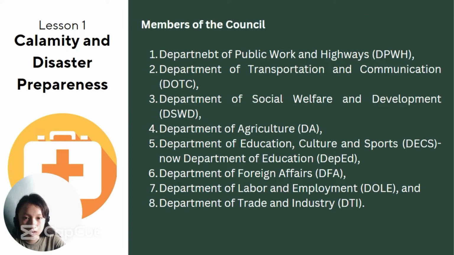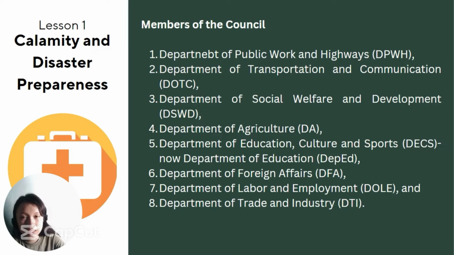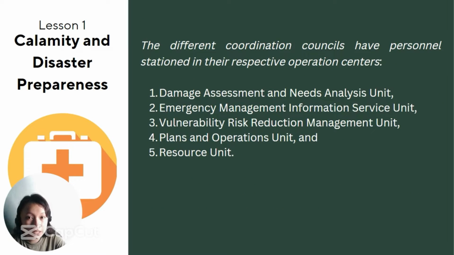And then, the different coordination councils have personnel stationed in their respective operation centers. So, kani silang from 1 to 8 na sila respective nga operation centers. So, namely, kani silang 1 to 5 damage assessment and needs analysis unit. So, na yung mga tao nga assigned sila na nga trabaho. And then, number 2, Emergency Management Information Service Unit. So, na po yung assigned anak ng mga tao.